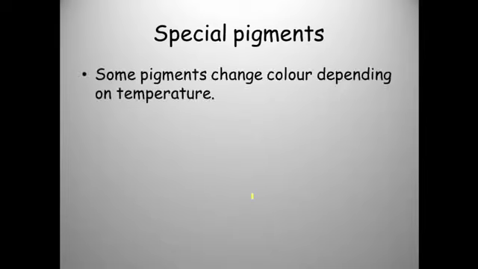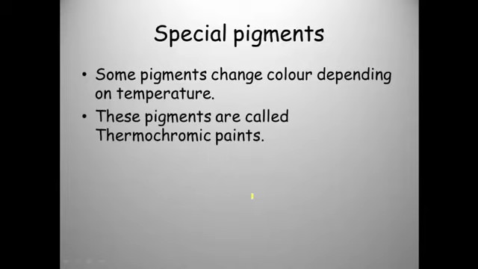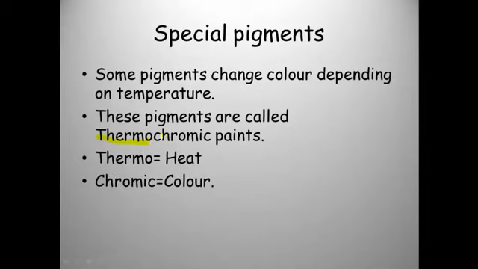Now that leads us on to special pigments. There are two: thermochromic and phosphorescent. People always confuse the two together. Let's deal with thermochromic pigments first. The word thermo means heat, or temperature, and chromic means colour.